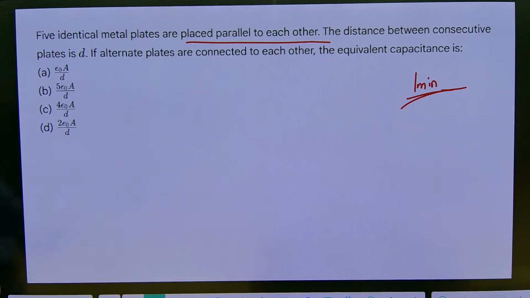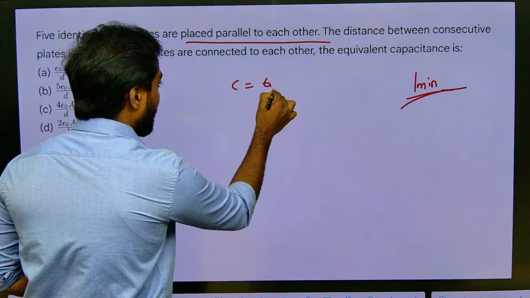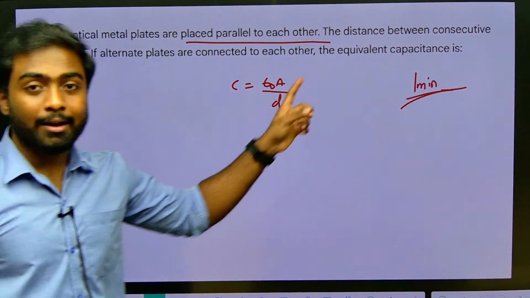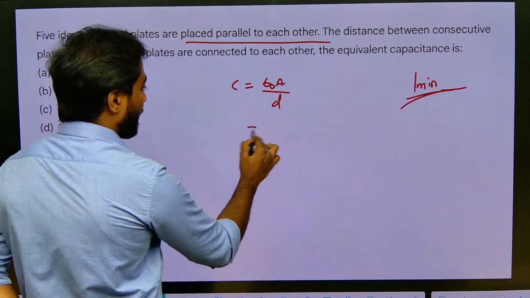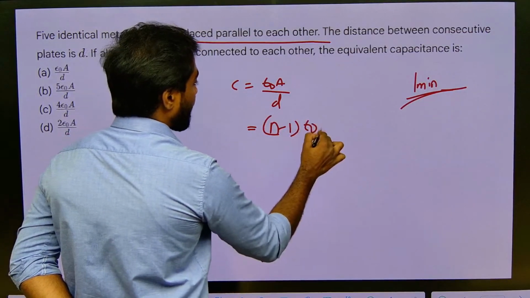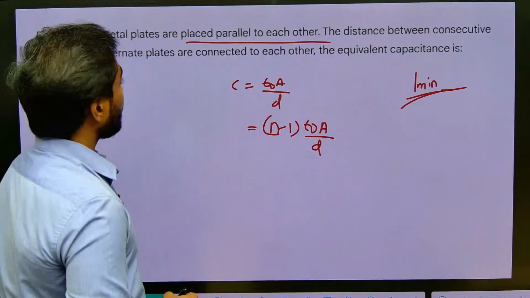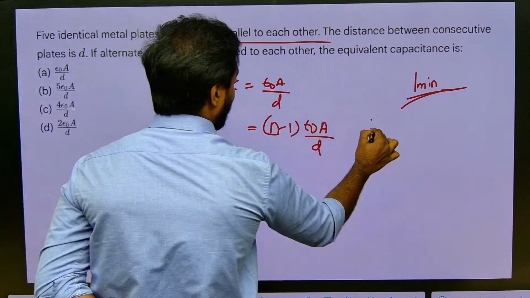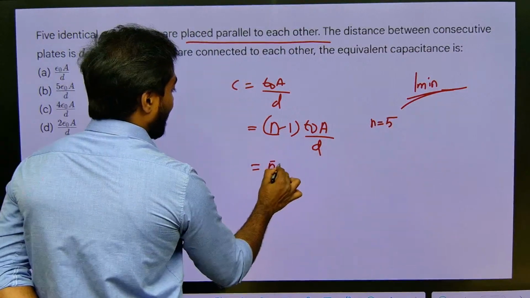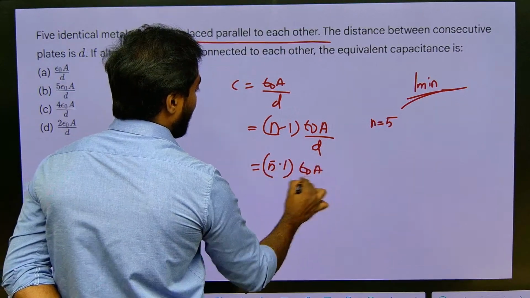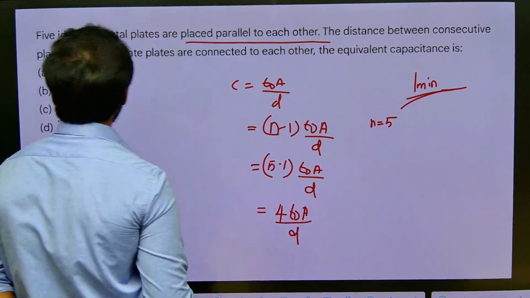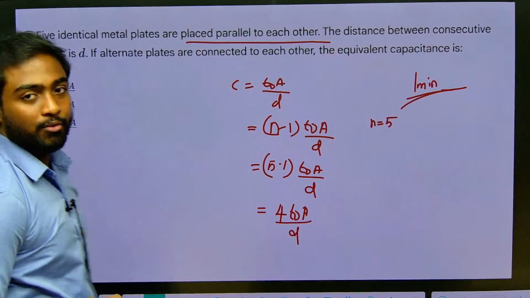So simple now, what is the formula for the capacitance? Usually C is equal to epsilon naught A by D. When consecutive plates are connected alternately, we have seen the formula, it is n minus 1 into epsilon naught A by D. Here they are telling 5 consecutive plates, so n is equal to 5. So 5 minus 1 into epsilon naught A by D, which is 4 epsilon naught A by D. So which is the option? Option C is the correct answer for this question, right?